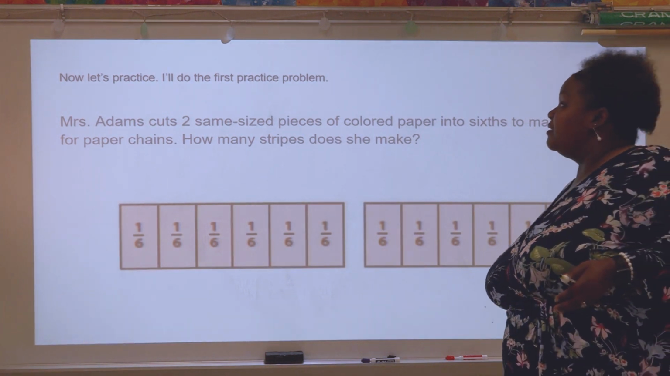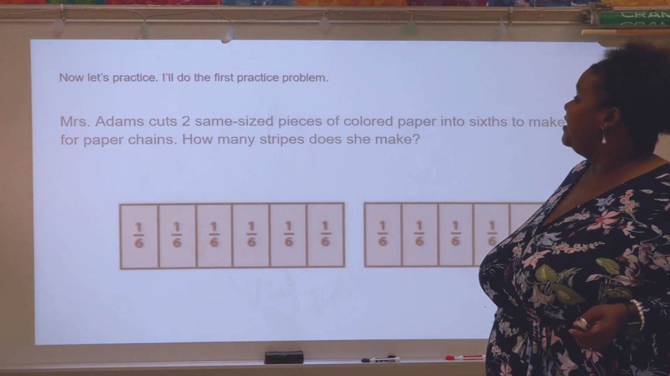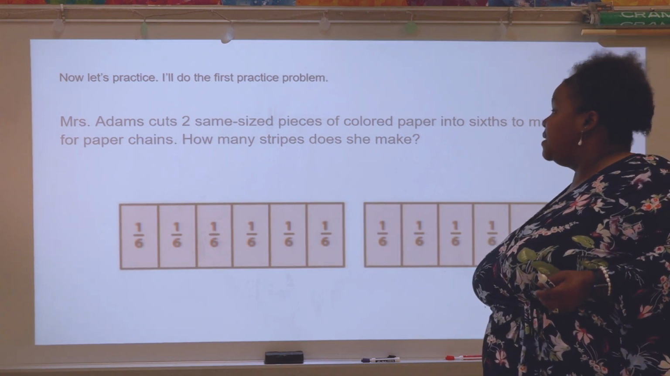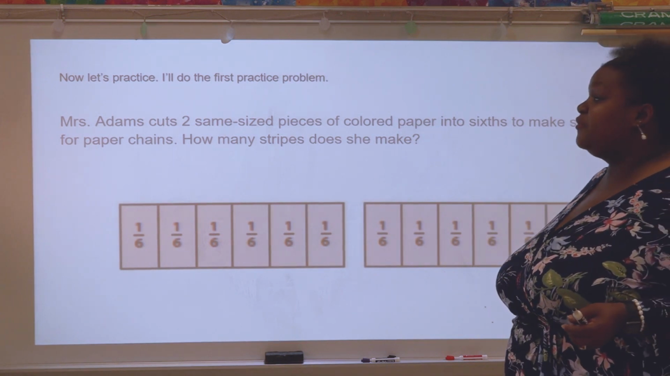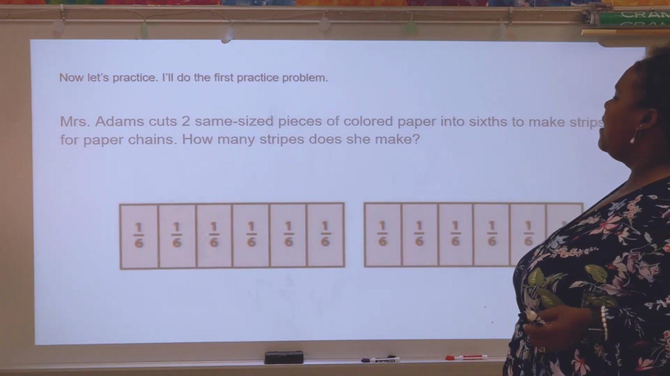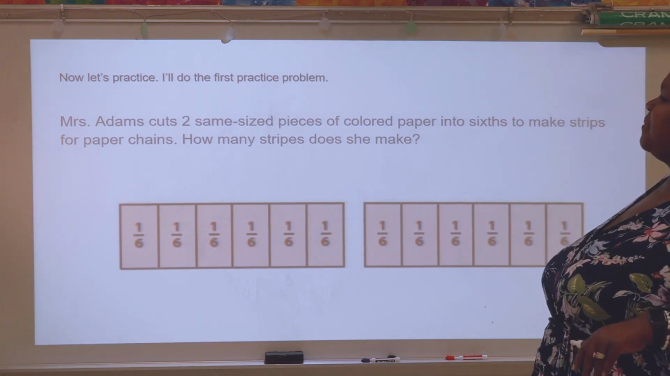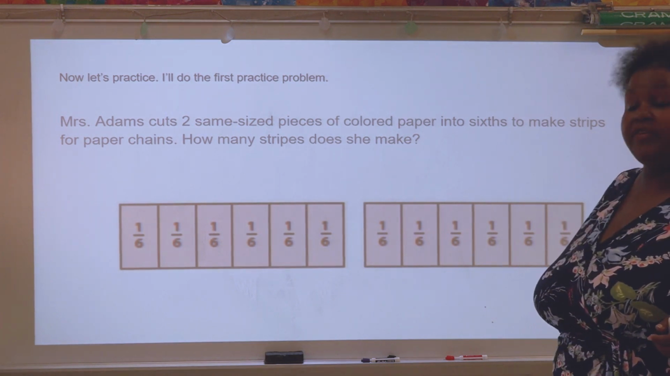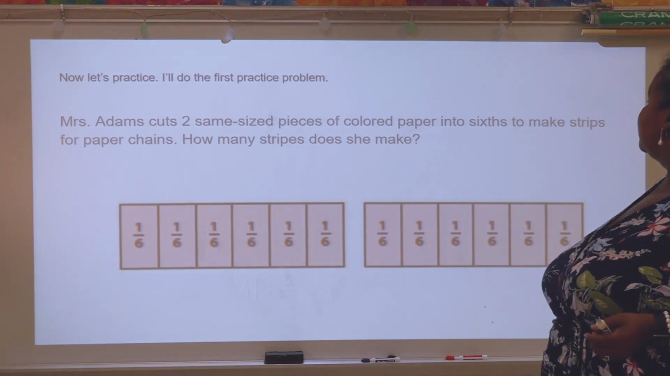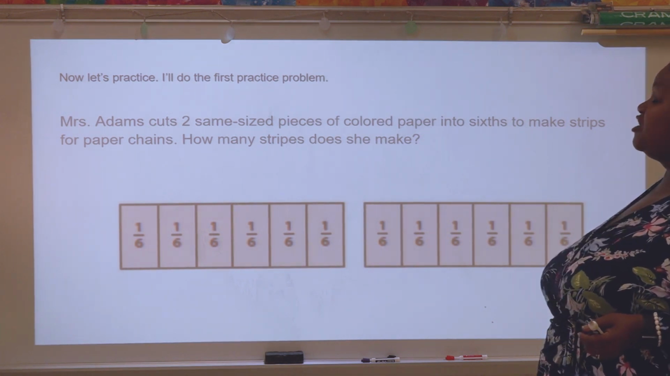Now let's practice. I'll do the first practice problem. Miss Adams cuts 2 same size pieces of colored paper into 6 to make strips for paper chains. How many strips does she make? All right, let me read it one more time. Mrs. Adams cuts 2 same size pieces of colored paper into 6 to make strips for paper chains. How many strips does she make?